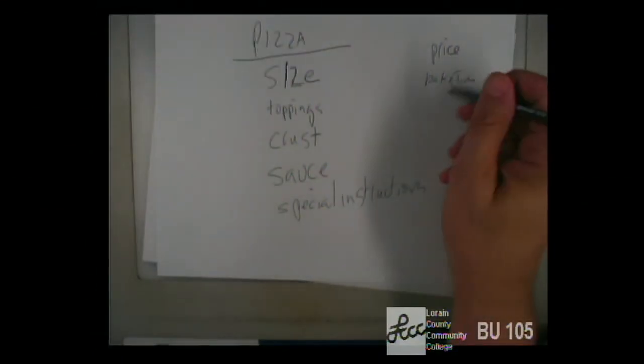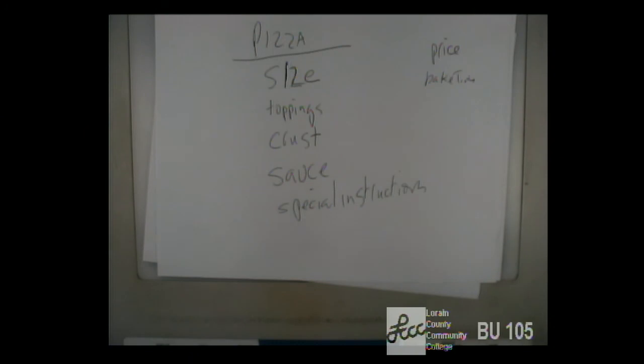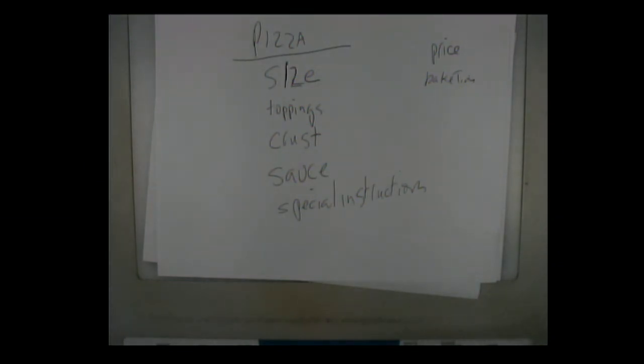Calculate the bake time, because the bake time might have to do with the size or the kind of crust it has. Right? A thick crust takes longer to bake than a thin crust would. Maybe a large takes longer than a small. Maybe not. I don't know. But there's some factors. Maybe depending on the toppings, it takes longer or shorter to bake. There could be a lot of factors that go into that calculation.